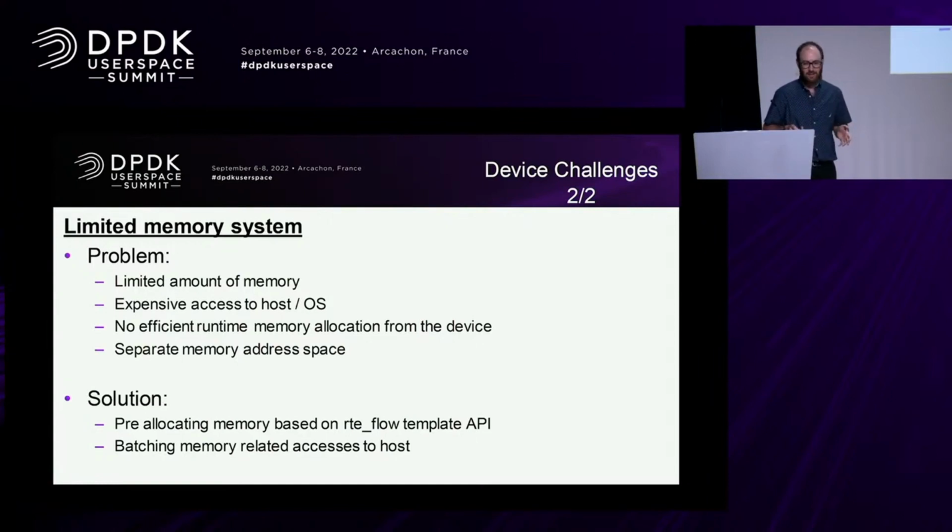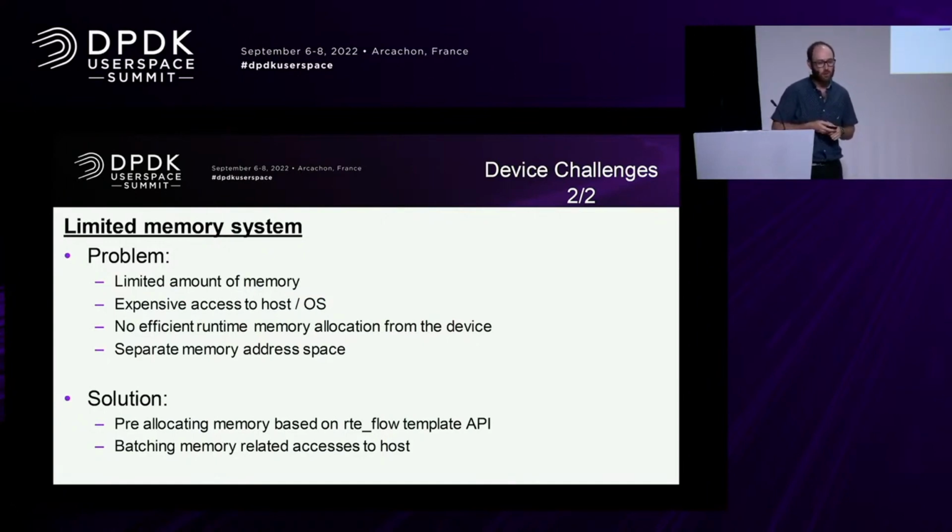We understand that it's not a runtime solution to allocate memory, not a data path solution. And we don't have an efficient runtime memory allocation, as I said. And as I said a couple of times, a separate memory address space is another challenge. The solution we came up with is pre-allocating the memory, based on the template API. Template API does it very well. We know how many structs we'll need, and what the sizes of those arrays containing the configuration are.